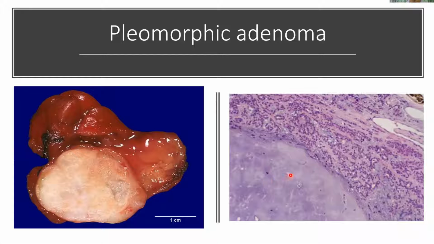When we look at histology here, we can see this is the mesenchymal component, the fibromyxoid stroma, and this is the epithelial component, because this tumor forms glandular structures. So they have both components. So this is a benign pleomorphic adenoma.